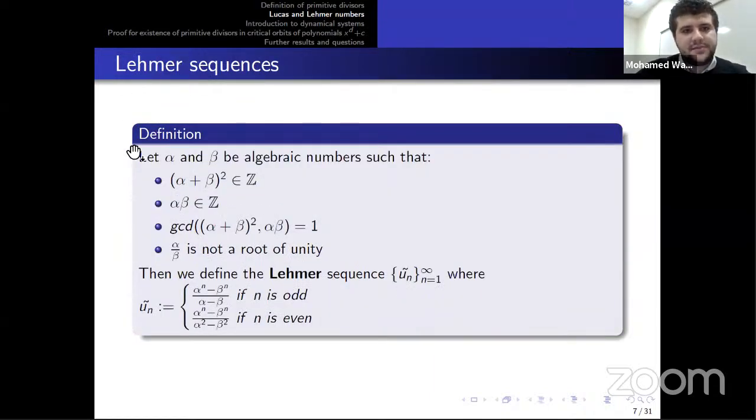The other sequence is the Lehmer sequence. If alpha and beta are algebraic numbers with the same conditions, except that we take alpha plus beta squared to be in Z. It's not necessary to have alpha plus beta in Z, but the square of that should be in Z. If these conditions are satisfied, we define the Lehmer sequence depending on n. If n is odd, we take alpha power n minus beta power n over alpha minus beta. And if n is even, we divide by alpha squared minus beta squared.